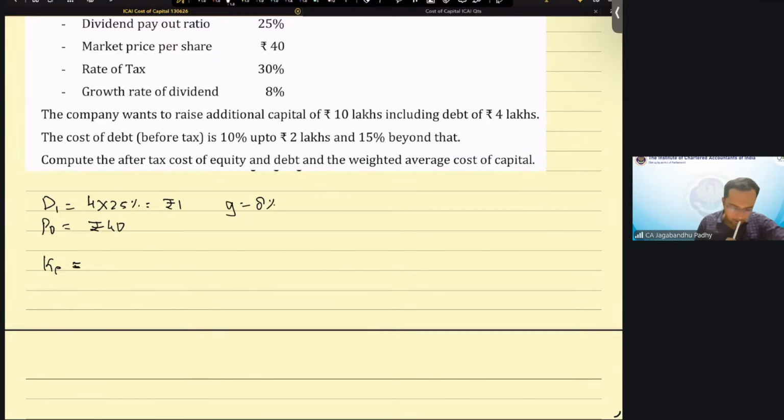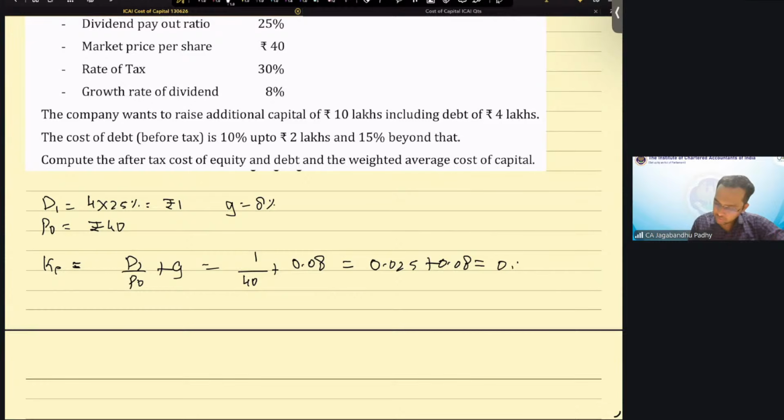KE. What will be KE? It's going to be D1 upon P0 plus G, right? So D1 is 1 upon 40 plus growth rate of 0.04. So 1 upon 40 plus 0.08. So 1 divided by 40 is 0.025. So 0.025 plus 0.08, which is 0.105. That's 10.5%. So KE is 10.5%.